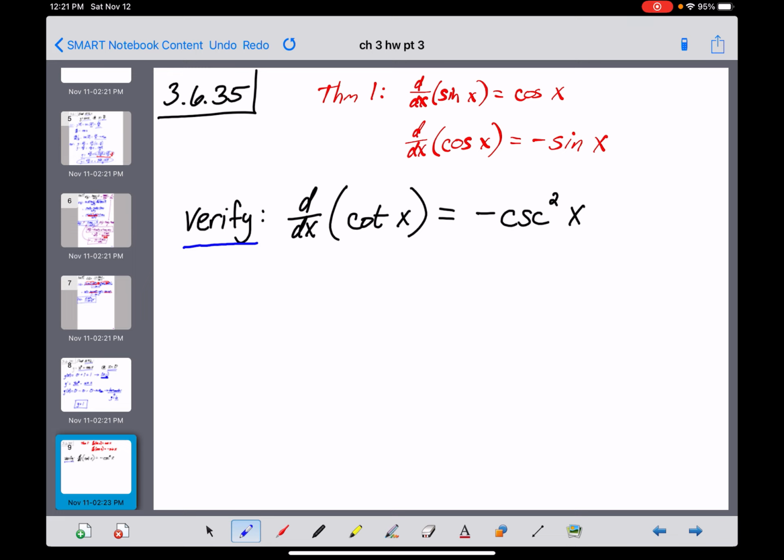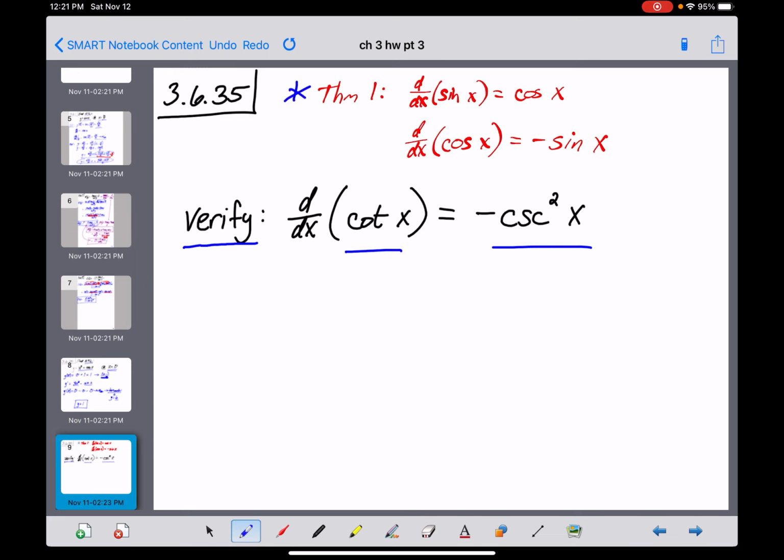So we're basically trying to show here that the derivative of cotangent of x is equal to the opposite of cosecant squared of x. And of course, you can't just say, well, it's true because my teacher wrote it on the board. That's not what the word verify means. So Theorem 1, I had to look it up. I wasn't sure what it was.